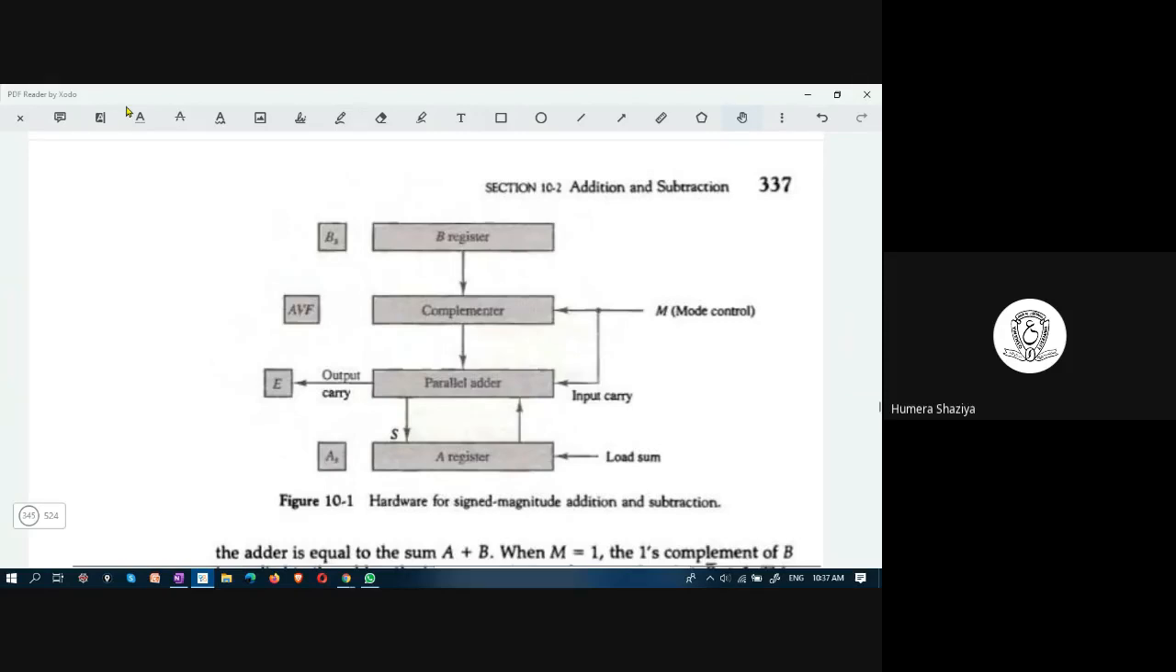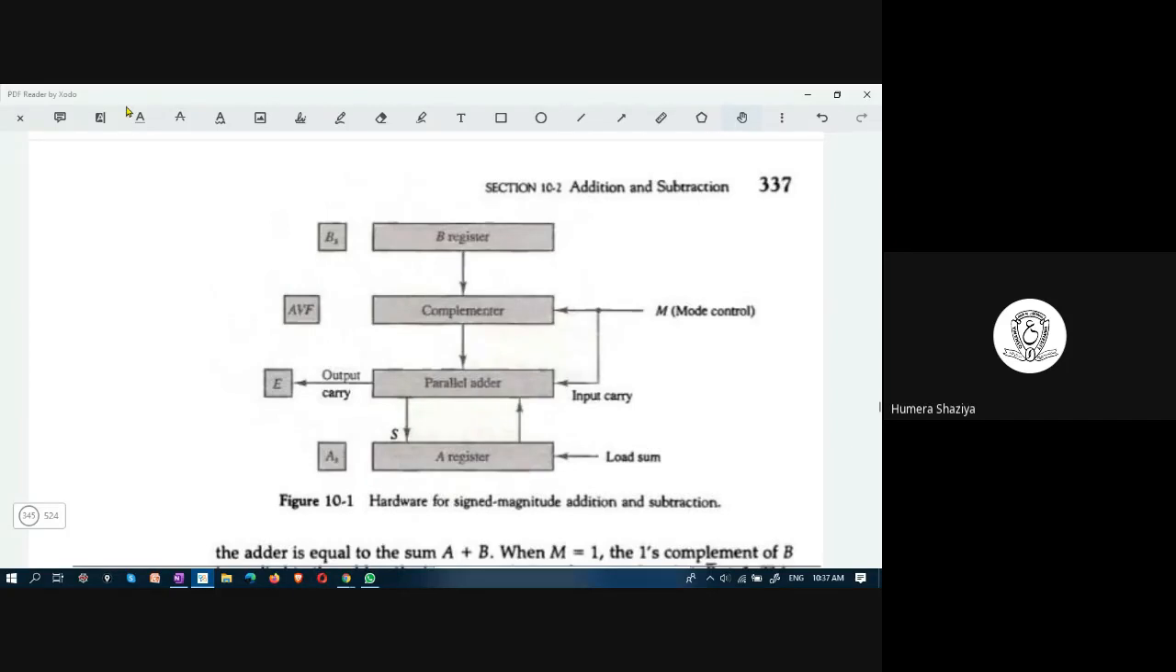A register stores the A value, B register stores the B value. Value is nothing but the magnitude. AS stores the sign bit of A, BS stores the sign bit of B. If the B value is negative, here you get 1. If it is positive, here you get 0. There is a complementer. What is the need of the complementer?